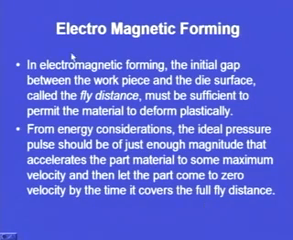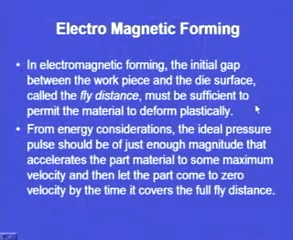We have seen in electromagnetic forming the initial gap between the workpiece and the die. So suppose this is the workpiece and this is the die surface. There is a distance between the workpiece and the die surface. This is called the fly distance. This must be sufficient to permit the material to deform plastically. If we are joining, then there is no chance that the material is going to plastically deform. So some fly distance has to be provided, and from energy consideration, the ideal pressure pulse should be of just enough magnitude that it accelerates the part material to some maximum velocity, and then lets the part come to 0 velocity by the time it covers the full fly distance. It is very clear.